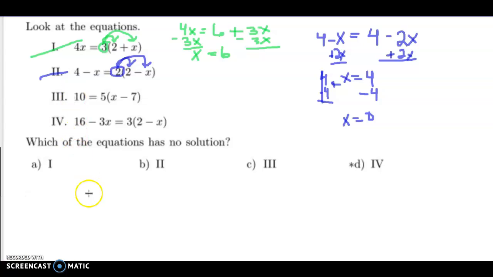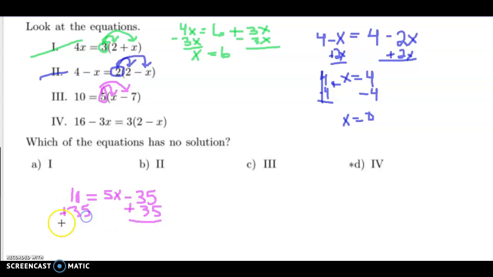Next one, let's try number 3. I have 10 equals, and I'm going to go ahead and distribute this up here so I have more room to show you the work on this problem. 5 times x is 5x. 5 times negative 7 is negative 35. Since I have all my variables on one side already, I'm just going to move the constants to the other side to make this quicker.